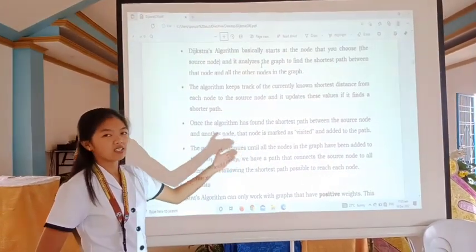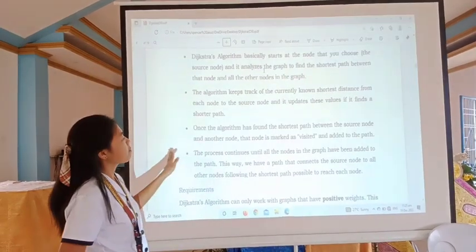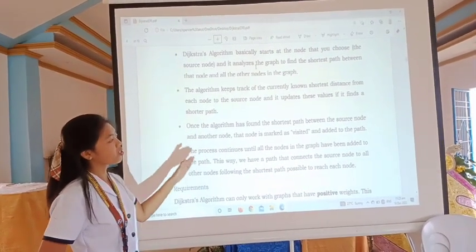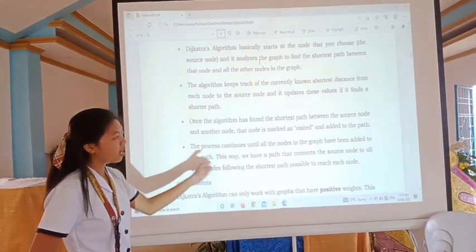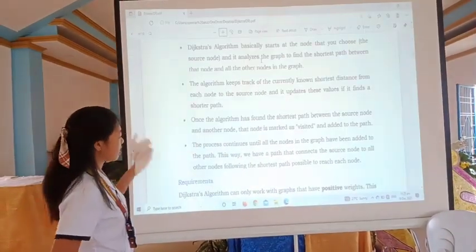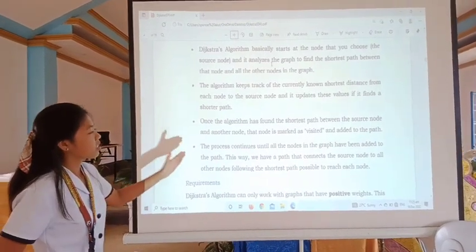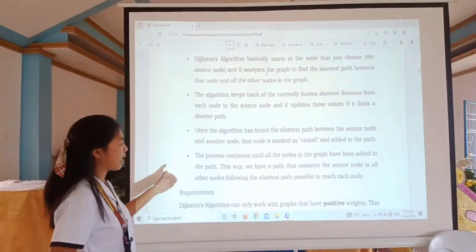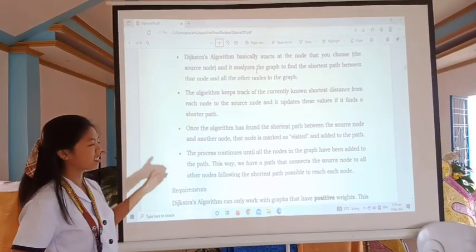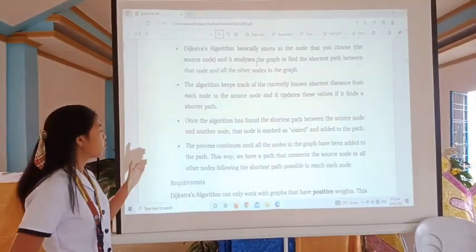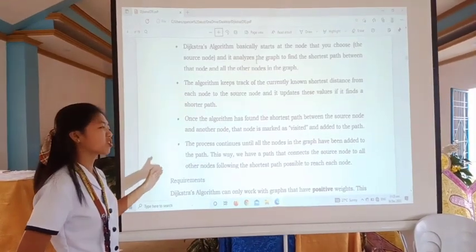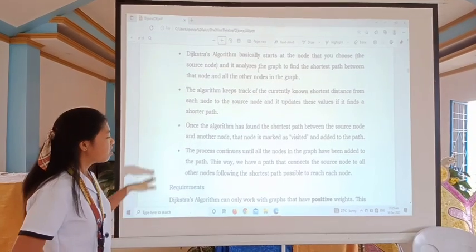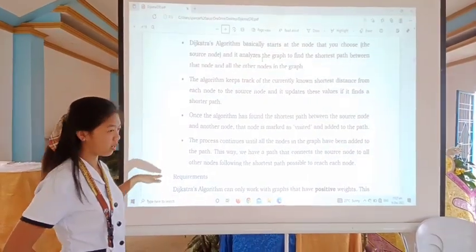The term visited is very important because it represents that the algorithm has found the shortest path to that node. Next, the process continues until all the nodes in the graph have been added to the path. This way, we have a path that connects the source node to all other nodes, following the shortest path possible to reach each node.